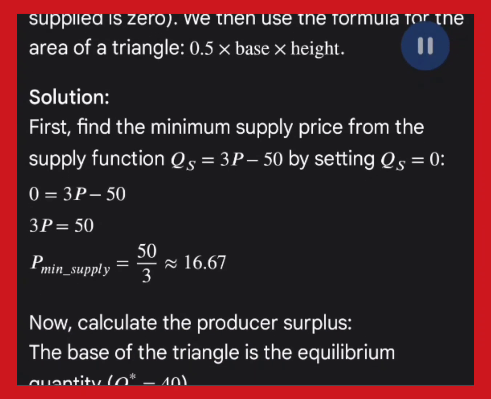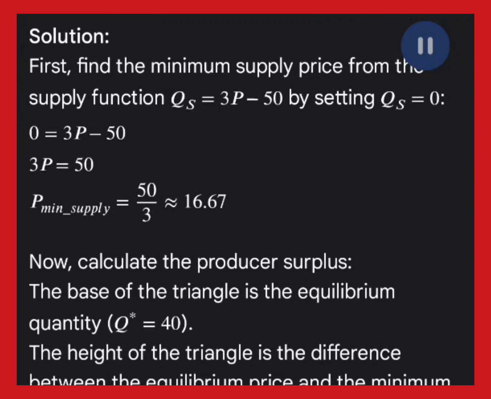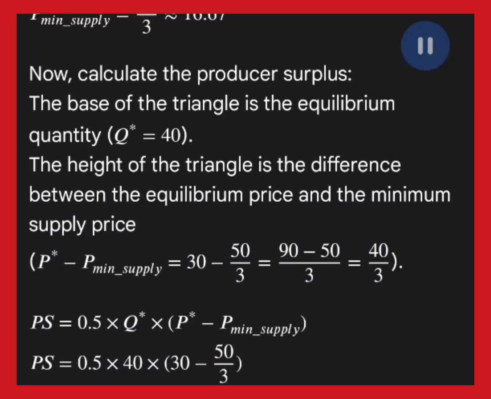Solution: first, find the minimum supply price from the supply function Q_S = 3P - 50, by setting Q_S = 0. 0 = 3P - 50, 3P = 50, P_min_supply = 50/3, approximately 16.67. Now, calculate the producer surplus.